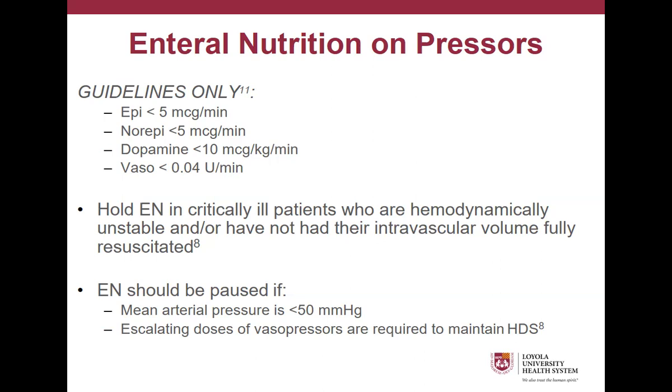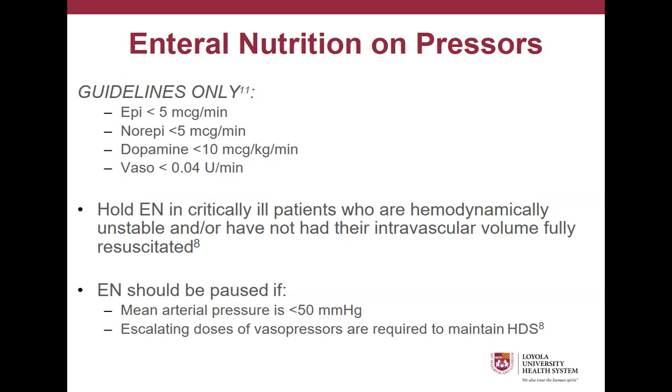And I usually won't feed above 0.04 units per minute because that has a direct effect on the mesenteric blood flow. Whereas epi, we don't really have that direct GI blood flow effect. I will say I covered the COVID unit all last year, and I've seen the highest doses of norepi I've ever seen in my life. And we fed and we didn't have any issues. Of course, in any patient population, right? If they're critically ill, hemodynamically unstable, we're not going to feed these patients.